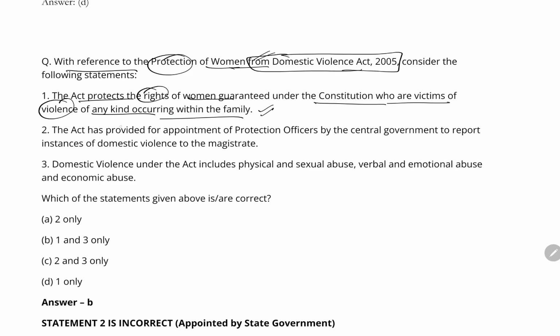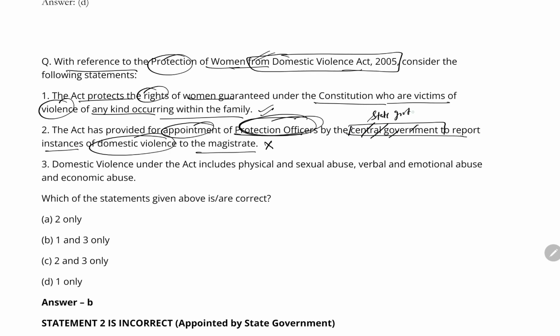The next statement is, the act has provided for the appointment of protection officers by the central government to report instances of domestic violence to the magistrate. Now this statement is incorrect, because the officer is not appointed by the central government, but by the state government. So from here, the second statement is incorrect.